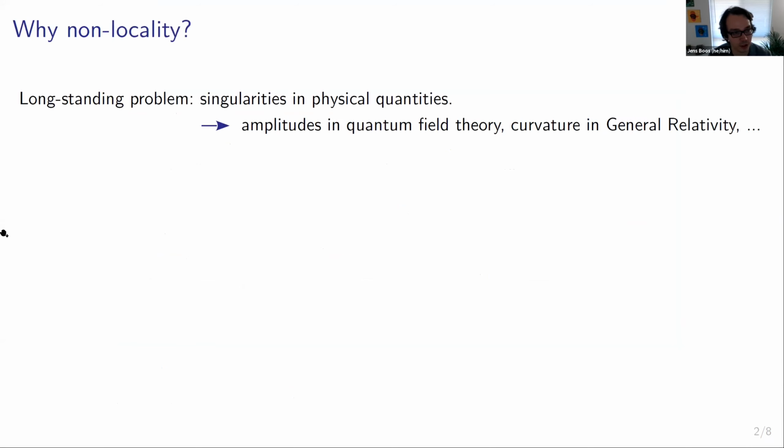So I'm going to keep this part short, but just briefly, why would you want to think about non-locality to begin with? Well, there is a long-standing problem, as we all know, which is singularities in physical quantities. This could be some observables, some amplitudes in quantum field theory that diverge. It could be the curvature in general relativity, but it could also be something else that blows up for some reason due to our ignorance of the UV physics.